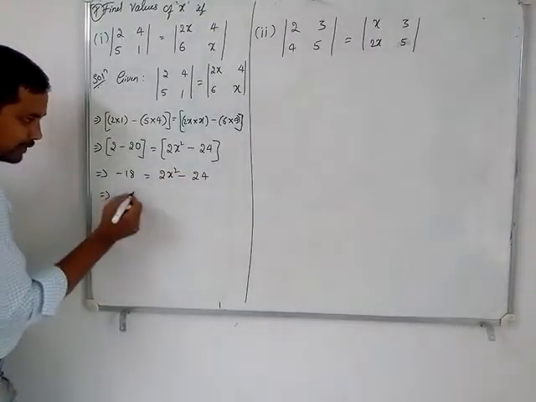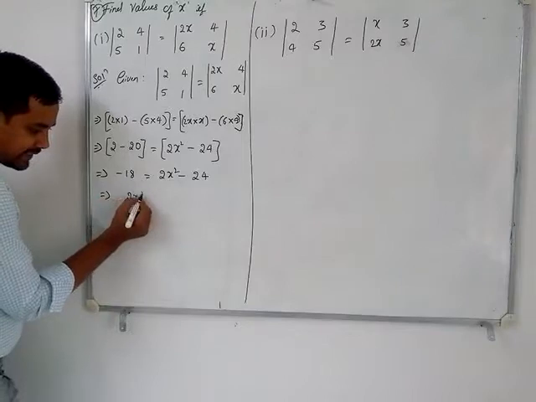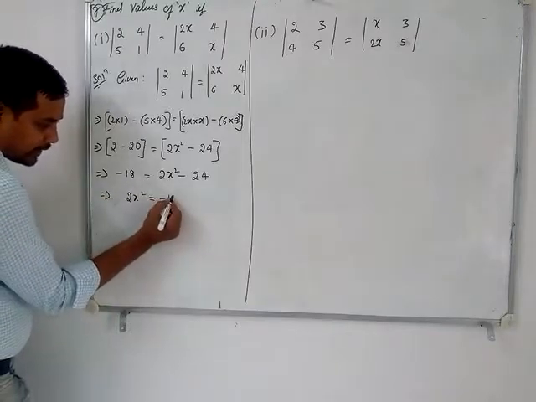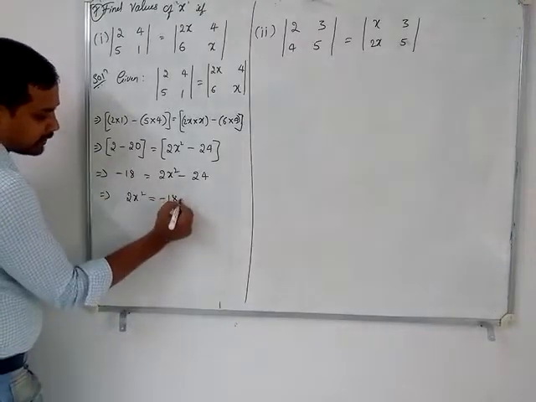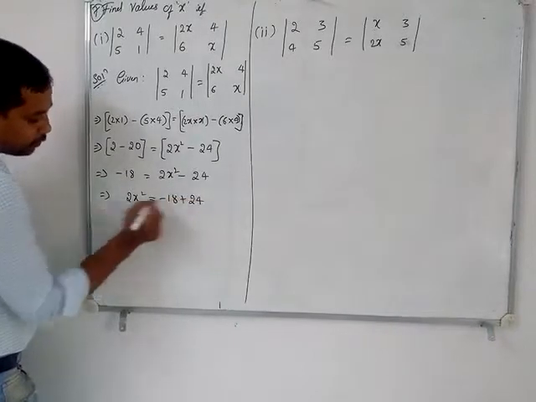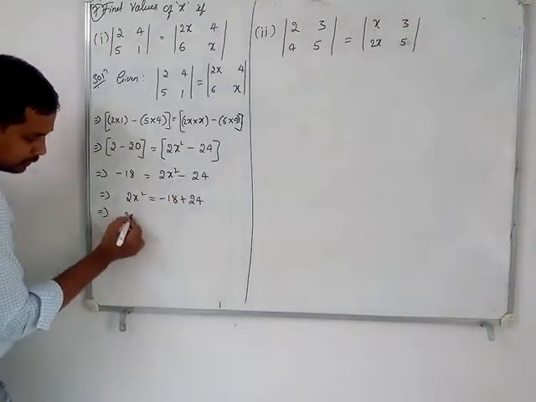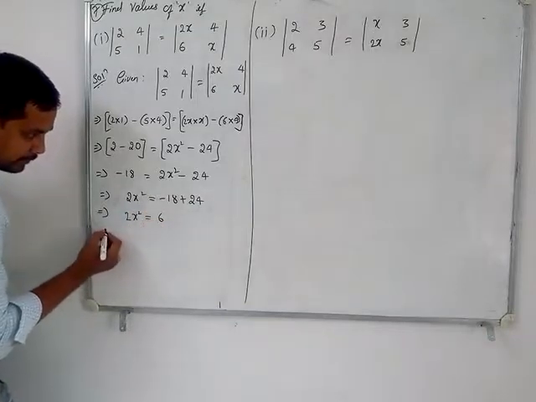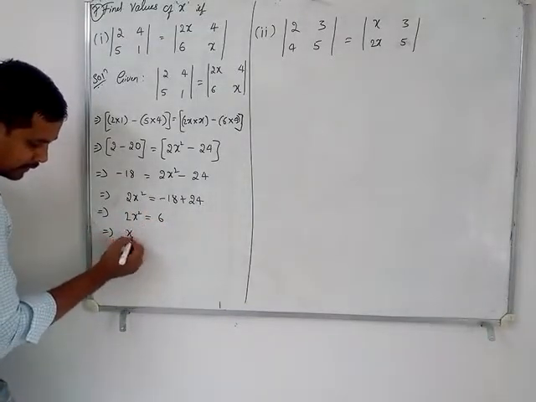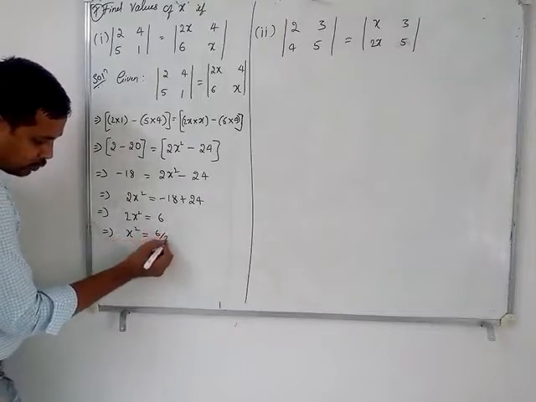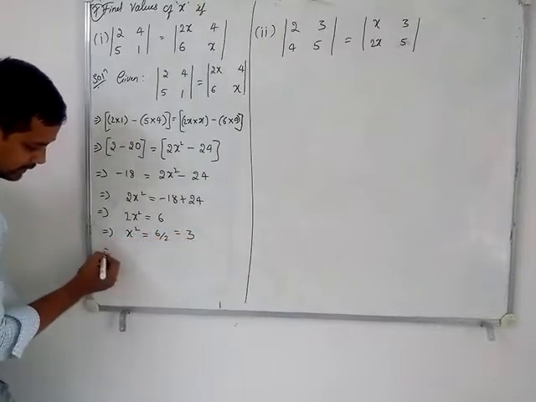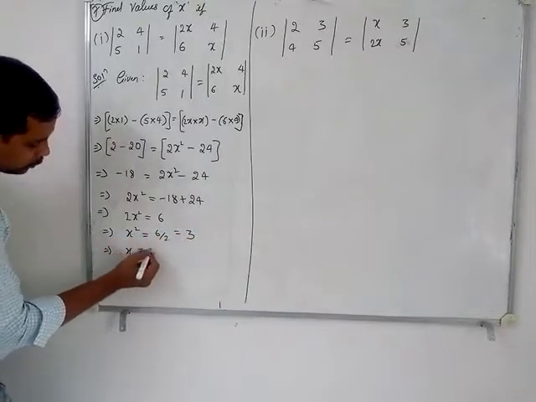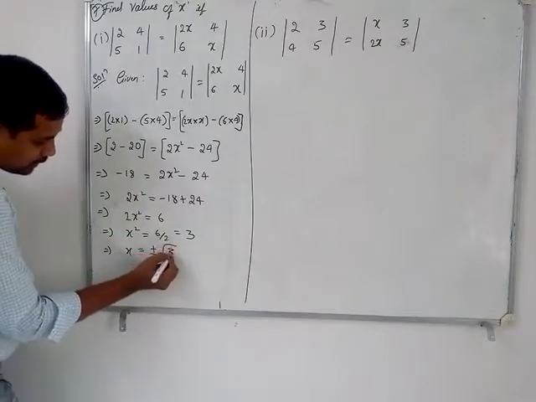So this will be what? 2x square is equal to minus 18 minus 24 on the other side, plus 24. 2x square is equal to what? 6. x square is equal to 6 by 2, that is 3. x is equal to plus or minus root 3.